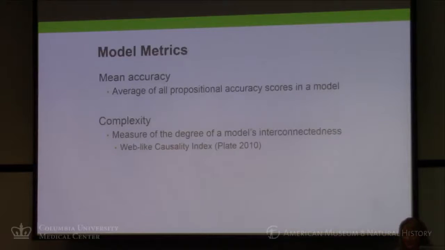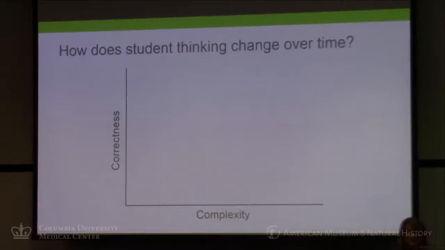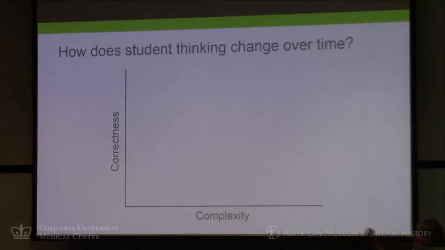So I want to talk to you a little bit about our hypotheses going forward. If we think about how these things might change over time, if we're looking at the relationships between complexity and correctness, one option is that both might increase over time. That was actually our thinking going in. That was our primary hypothesis, that both would increase over time, and that would be a reflection of improved learning. The students are becoming more correct and they're interconnecting their concepts to a greater degree. That sounds good to us.